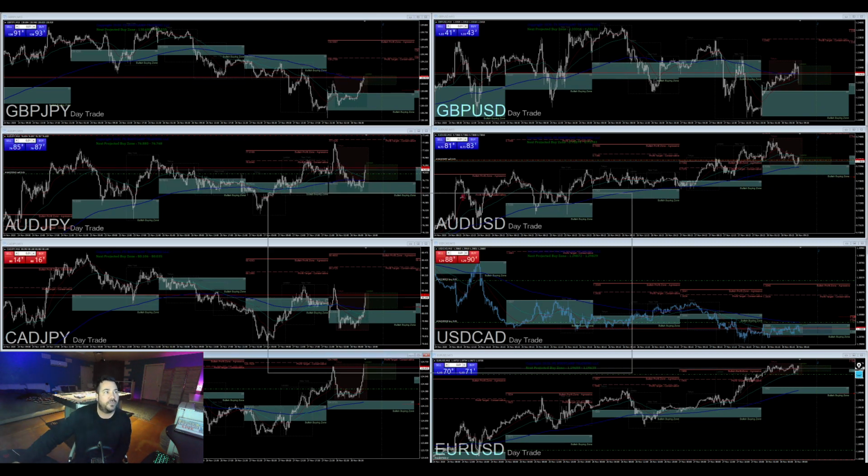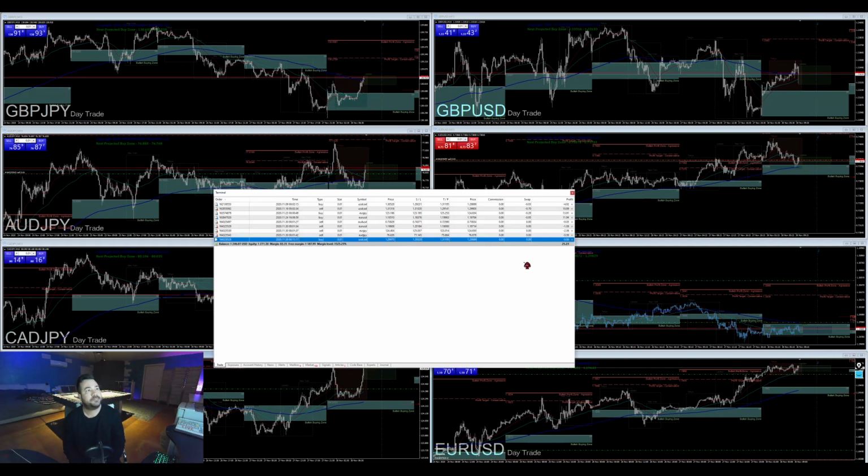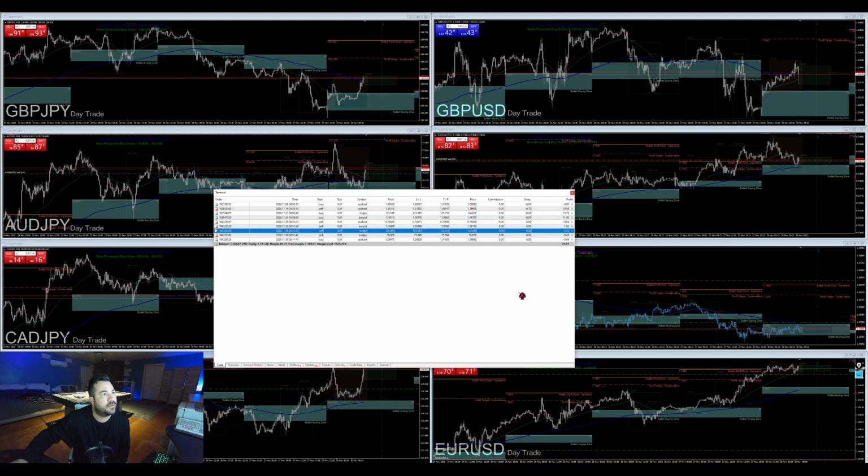Take a look here at the floating. Sitting about break even on all the new trades except for a small loss going on right now, small drawdown on the euro yen.